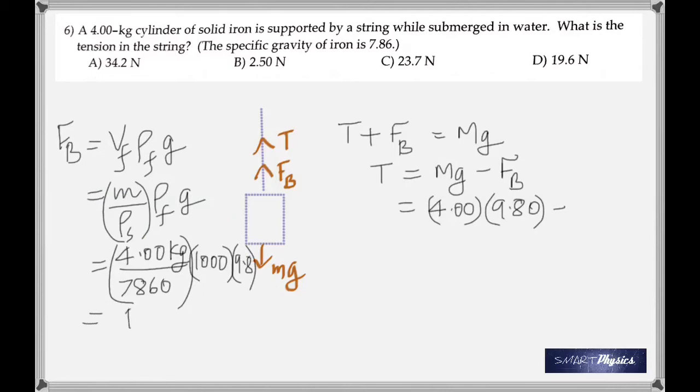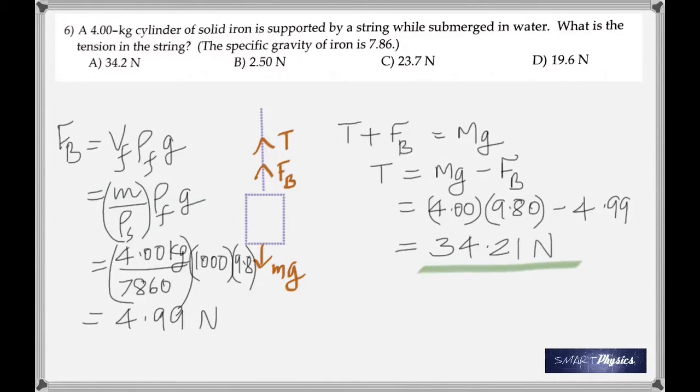Density of water is 1000. Gives 4.99 newtons. So when you put that there, you get the tension in the string as 34.2 newtons.